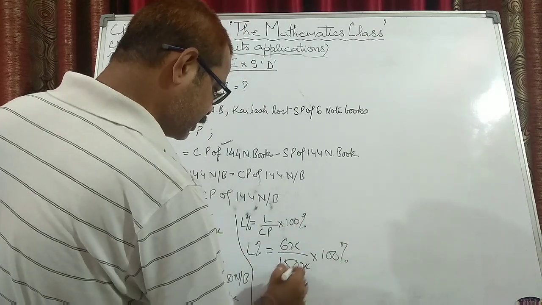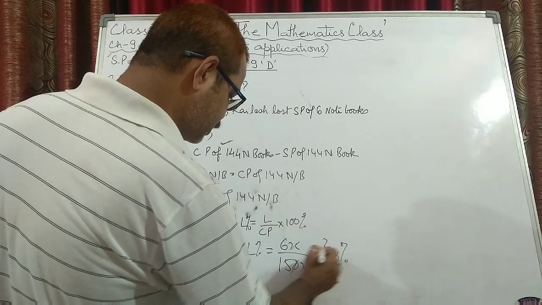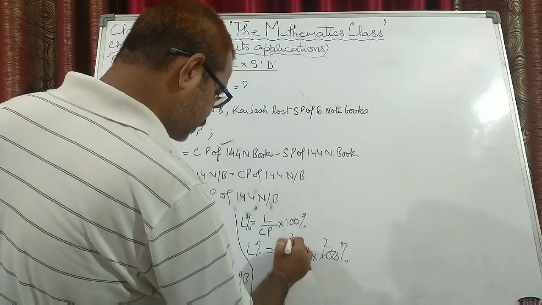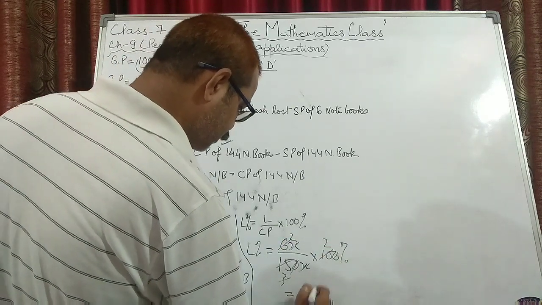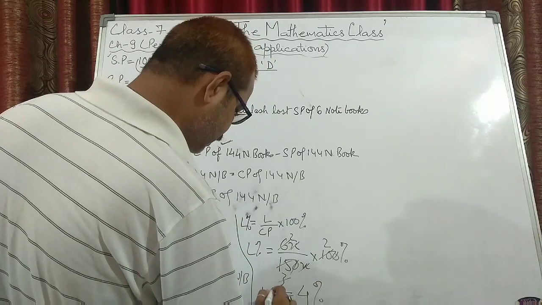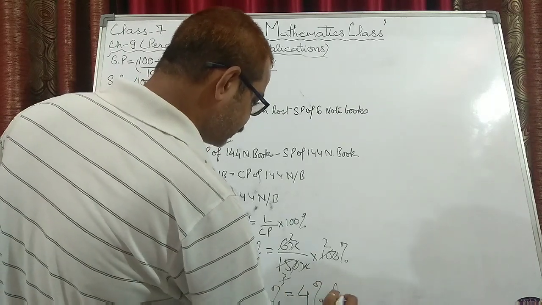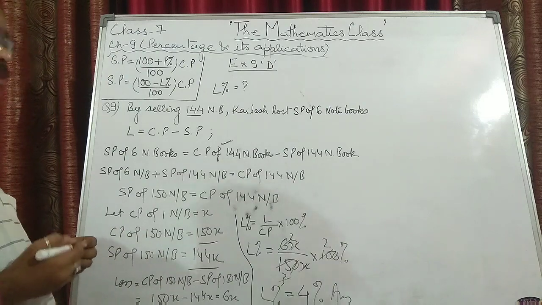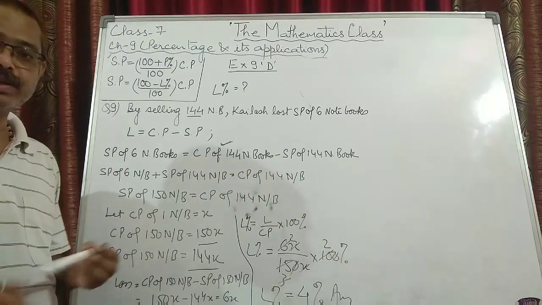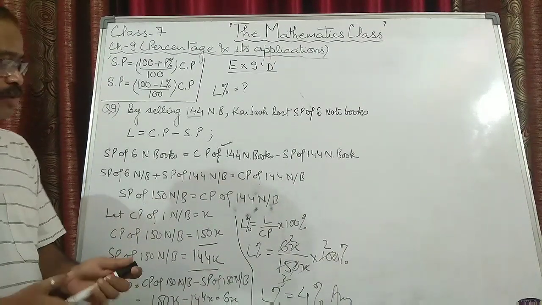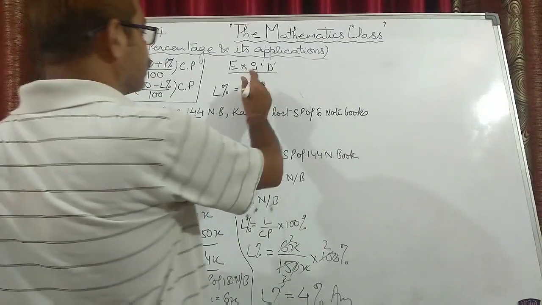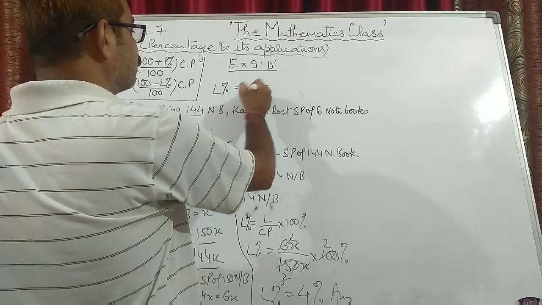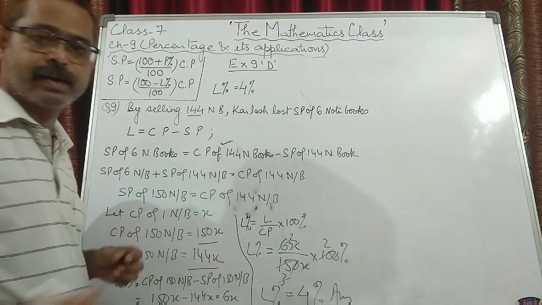X and X cancel, 0 and 0 cancel, 5 2s are 10, 5 3s are 15, 3 2s are 6, 2 into 2, that is 4%. 4% is the loss percent. This is the answer to the first part. Now we will discuss the second part. There are two parts in the question. So first we have got loss, we calculated 4%. Let's see what is the second part.